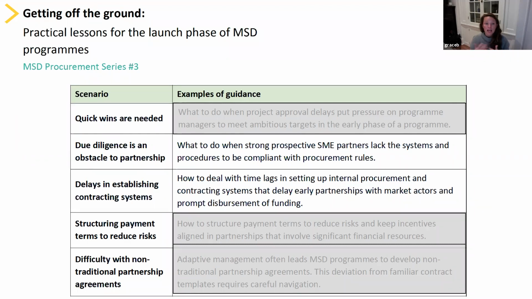So I think within the category of MSD program startup, we considered a few different scenarios that you'll see up on the slide right now. And in my own experience, one of the challenges I wanted to speak briefly about is when due diligence requirements are a barrier to pushing partnerships forward. That's especially challenging when MSD programs are operating in thinner markets. In markets that have been impacted by a protracted crisis, we're often looking to partner with small and medium enterprises that are maybe not as well established.